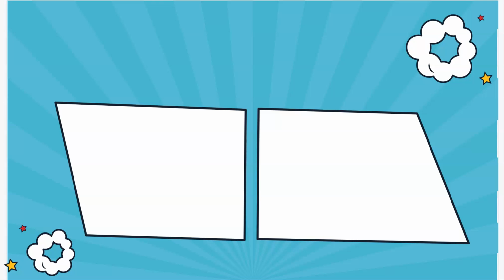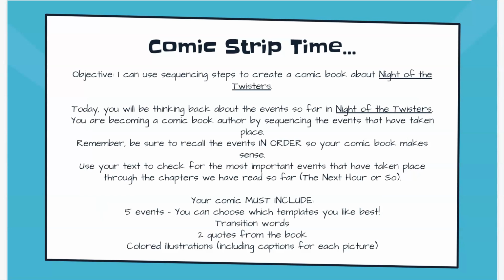So I'm going to show you, you have a lot of different templates to choose from. And as I told you, you can pick and choose. You don't need to use all of them. Some of them have 2 boxes, so you could use 2 events on one slide. Some of them have just 1 little space. Okay, so you will have the opportunity to choose what you would like as long as you've chosen 5 events, you include transition words, 2 quotes from the book, and those pictures have captions.